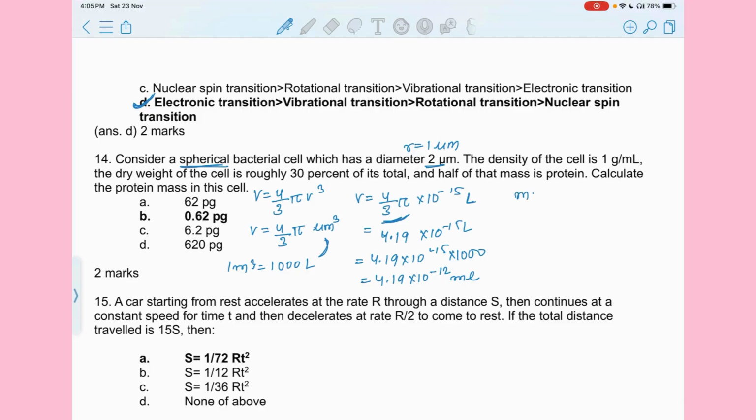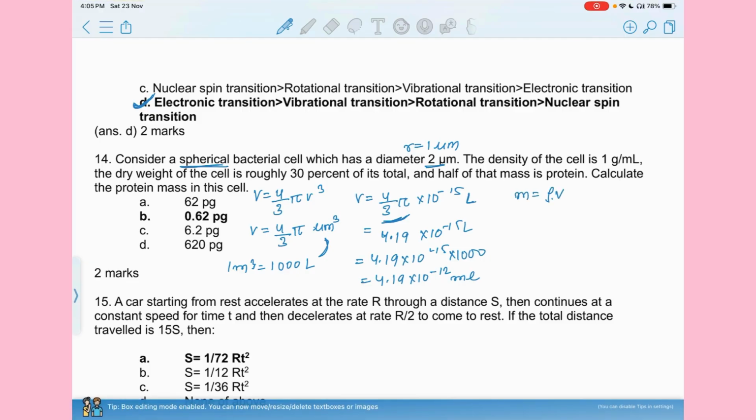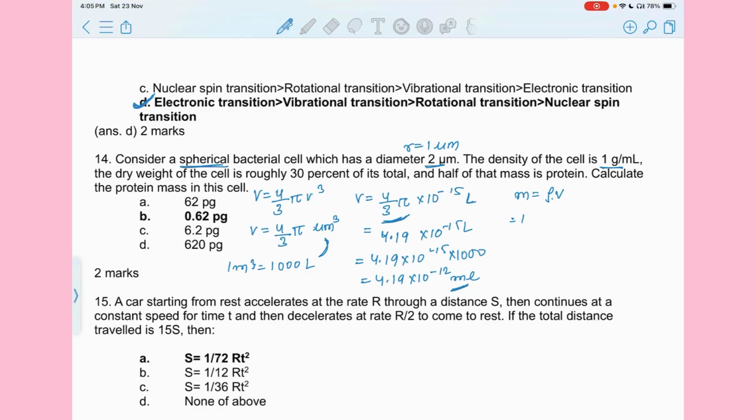Now we know mass is equal to density into volume. The density given is 1 gram per ml. That's why we converted this into ml. It will become 1 into 4.19 into 10 to the power minus 12. Why are we using minus 12? Now this will become 4.19 into 10 to the power minus 12.